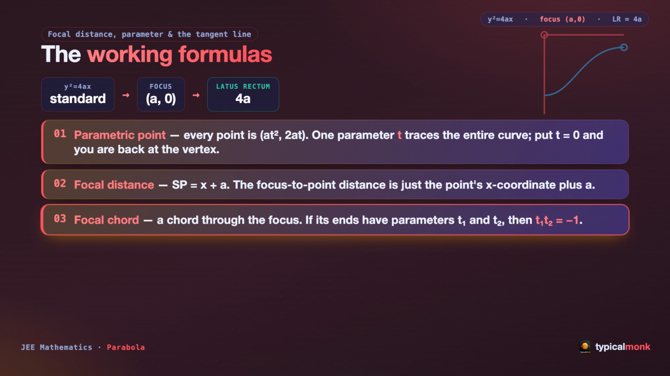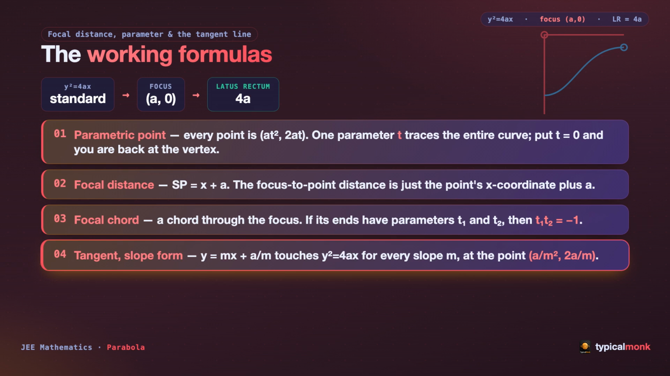The focal chord, a chord that passes through the focus. If its two ends have parameters t1 and t2, then t1 times t2 equals minus 1. And the tangent in slope form, y equals mx plus a over m, touches y squared equals 4ax for every slope m, at the point a over m squared, comma, 2a over m.